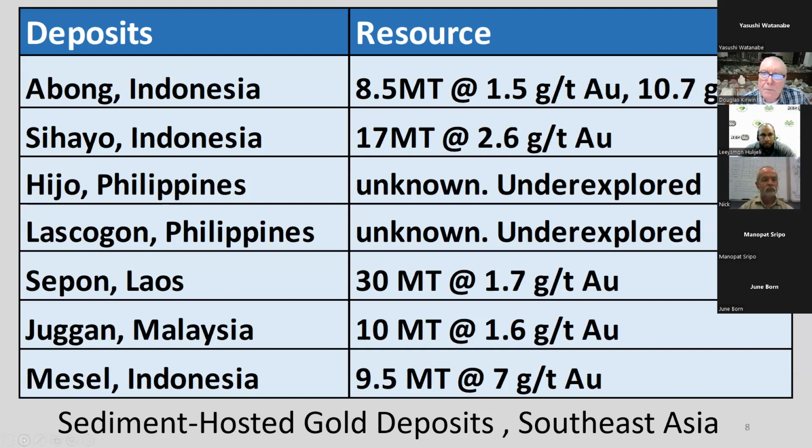Here's a few numbers about the resources of these deposits. It's interesting to note that most of them are less than 5 million ounces. And so whilst they can be reasonably good grade, rarely do they have a really high endowment of gold. Typically somewhere between 500,000 and 3 million ounces would be normal. They're distributed in several countries. The most significant ones appear to be in Indonesia and Laos, Malaysia, and then there's lesser examples in the Philippines and Myanmar.